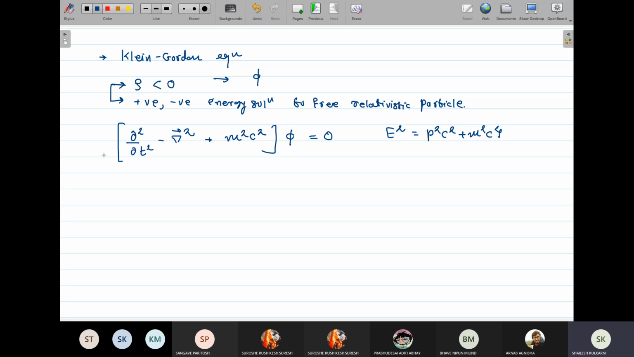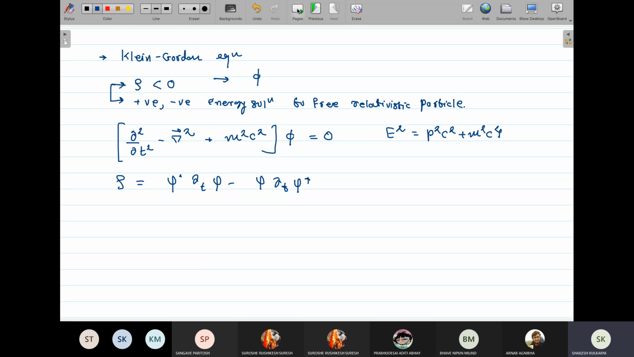Because of that, okay, your rho is phi star del t phi minus phi del t phi star, something like that. There is some factor. Okay. So when this term exceeds the first term, rho becomes negative. But now let us construct.